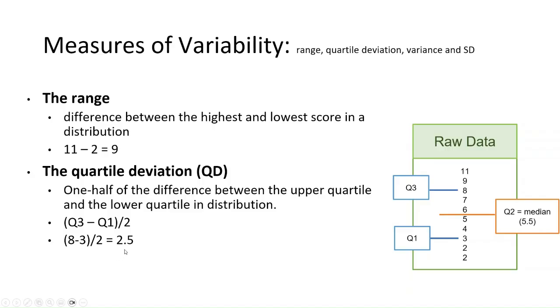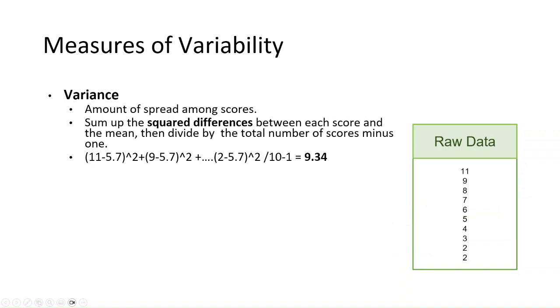This tells us the average spread of the middle 50% of the data around the median. A small quartile deviation means your data points are tightly clustered around the median. A larger value means there's more variability in that central range. Now let's move on to two important measures of variability: variance and standard deviation.